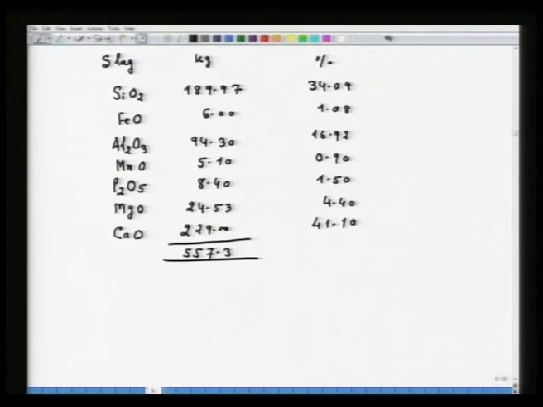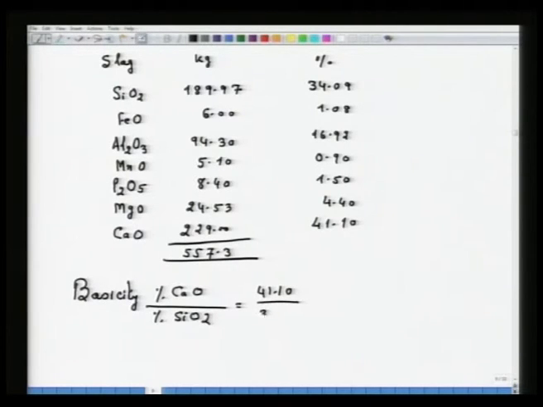If you are interested, you can also calculate the basicity of slag, that is percent CaO upon percent SiO2. So, that will be 41.10 upon 34.09, approximately 1.2, around that is the basicity of the slag. So, this also can be done. So, this is about how to calculate the volume of slag.